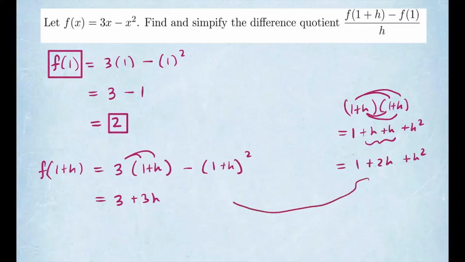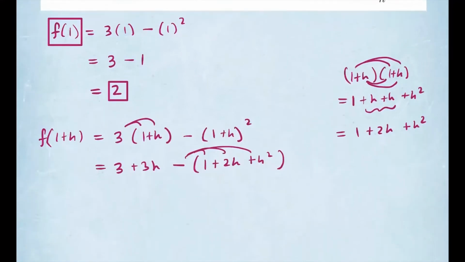So that's what I'm going to plug in right here and distribute the negative out. Let's go ahead and do that. So we have negative (1 plus 2h plus h squared). Now distribute the negative out, and then we can combine like terms. So we have 3 plus 3h from before, minus 1, and negative 1 times 2h, that's negative 2h. Negative 1 times h squared, that's negative h squared.